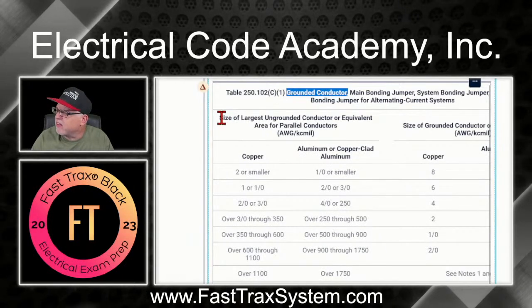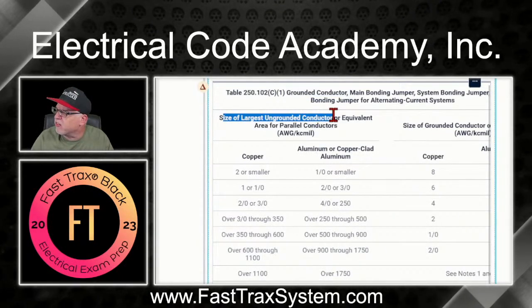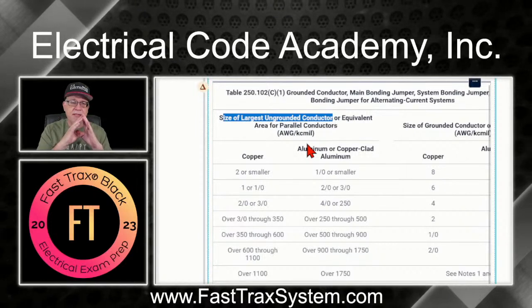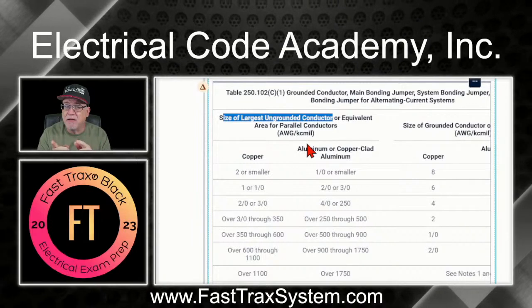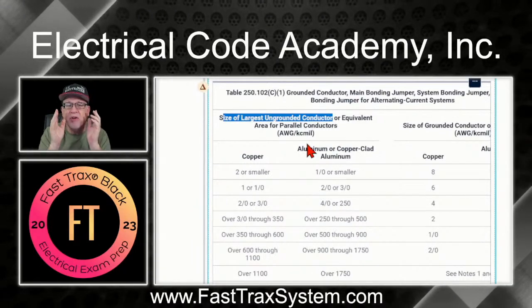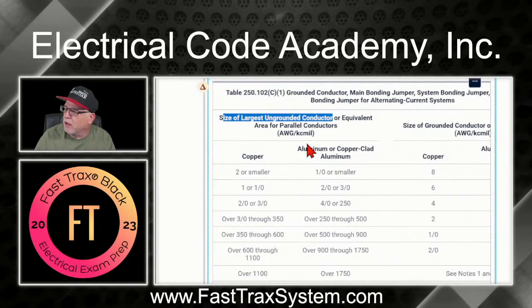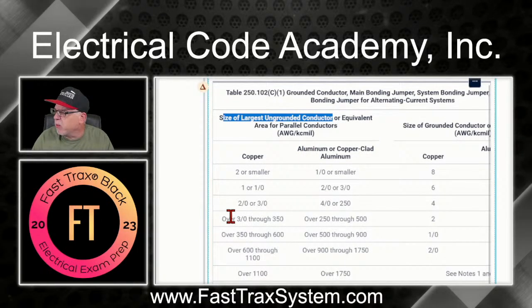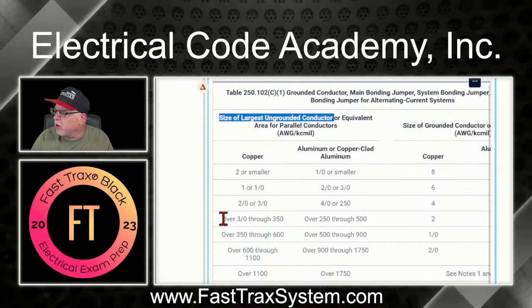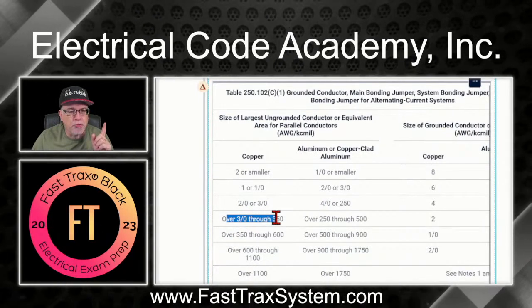Notice that it says the size of the largest ungrounded conductor. So if I had one raceway and I had 350s in it, those are my ungrounded hot conductors, and we did a load calc, and that's the size of the ungrounded conductors. What's the minimum size of the grounded conductor? Again, we have to do that load calc, but if we were just going to go to the table and say it can't be smaller than this, what would it be? If it was 350s ungrounded, then we go down here, and it was 350, so it would be over 3/0 through 350.